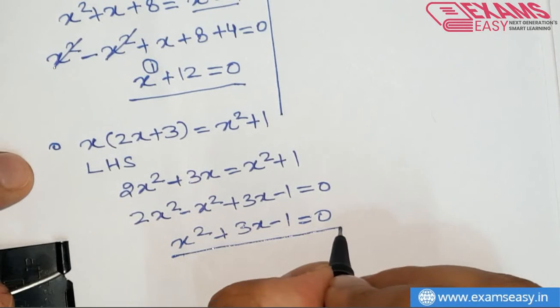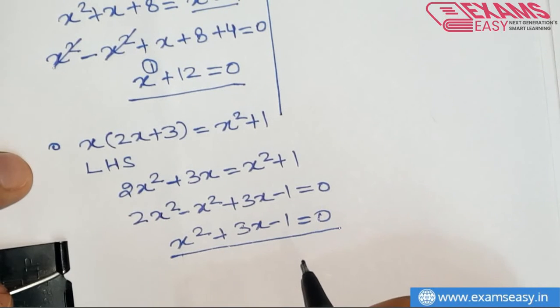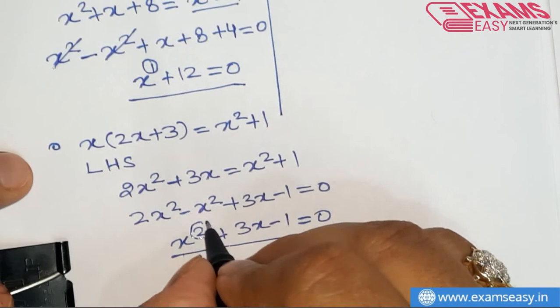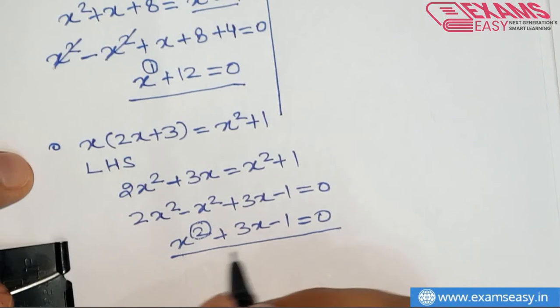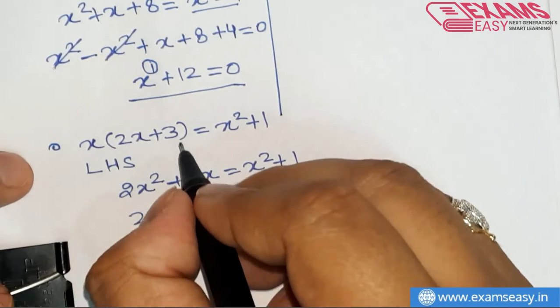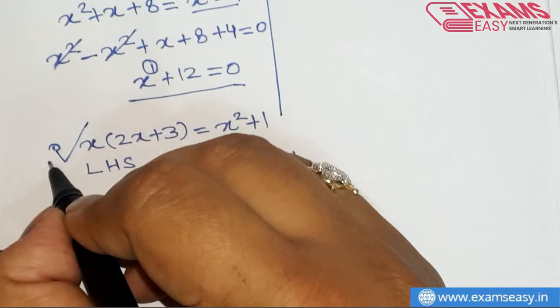Friends, if we check this expression for quadratic conditions, then we can say that the maximum power of x is 2 and it has only one variable, that is x, so both the conditions are satisfied. Then we can say the given expression is a quadratic equation.